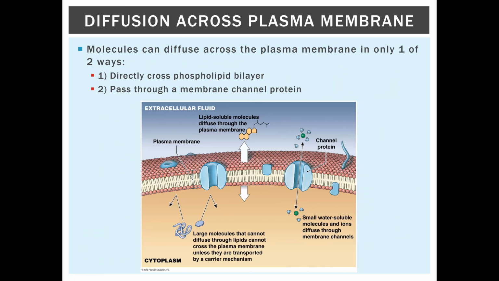So of course we're talking about cells, so we're ultimately talking about diffusion across the plasma membrane, and molecules can diffuse across the plasma membrane in only one of two ways. The first way is that they can go directly across the phospholipid bilayer, and the second way is that they can pass through a membrane channel protein, which are those integral proteins stuck into the phospholipid bilayer.